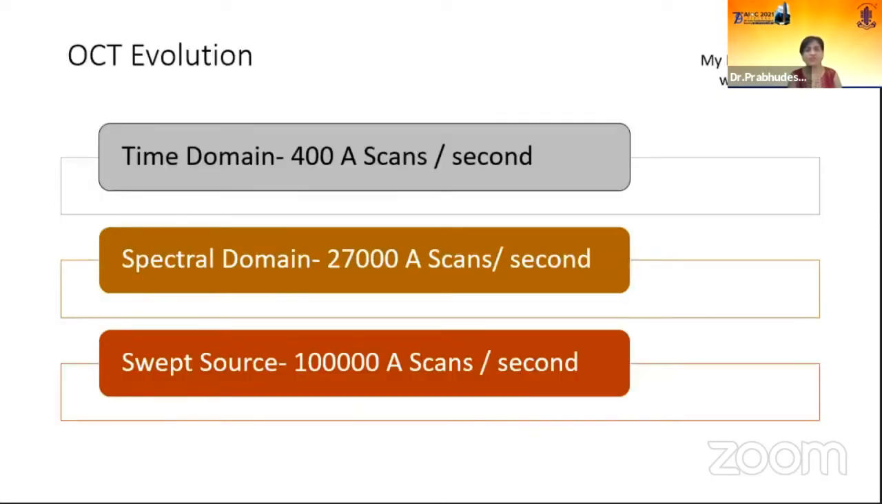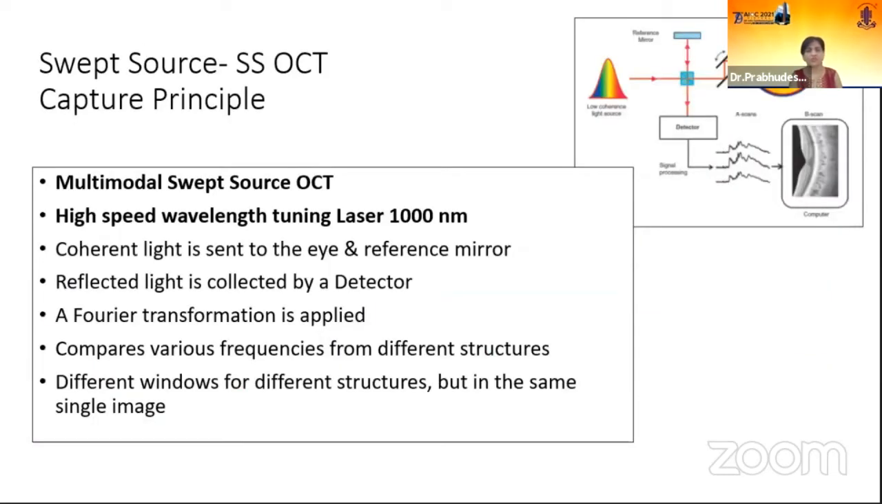So OCT, we have seen evolution. Time domain had 4400 A scans per second, and this I had in 2005. Spectral domain I had 2012, and swept source now I'm having for the last 4 years. So coming to swept source.